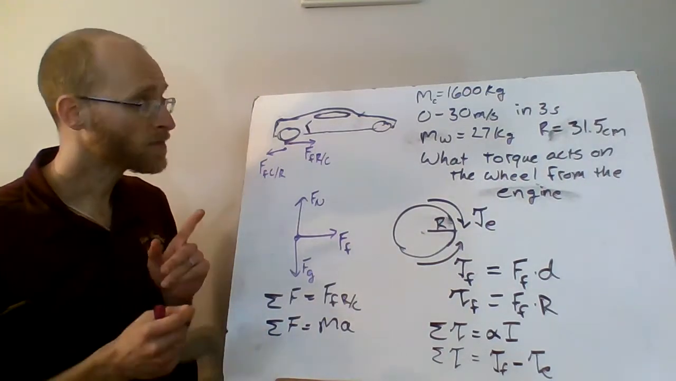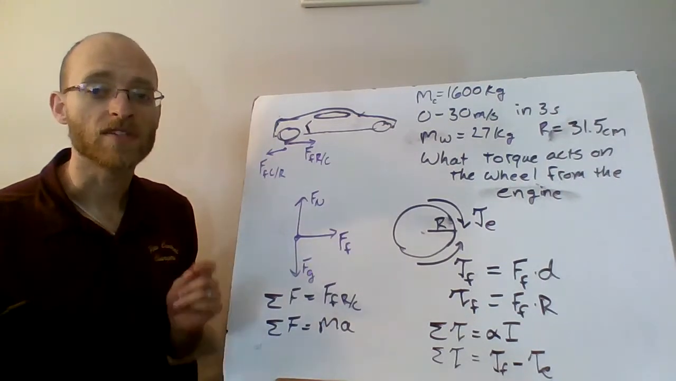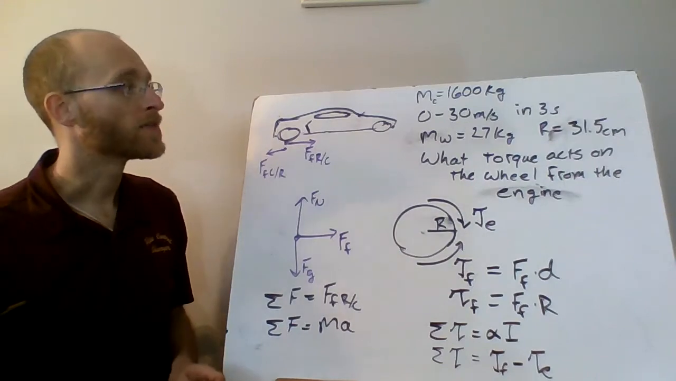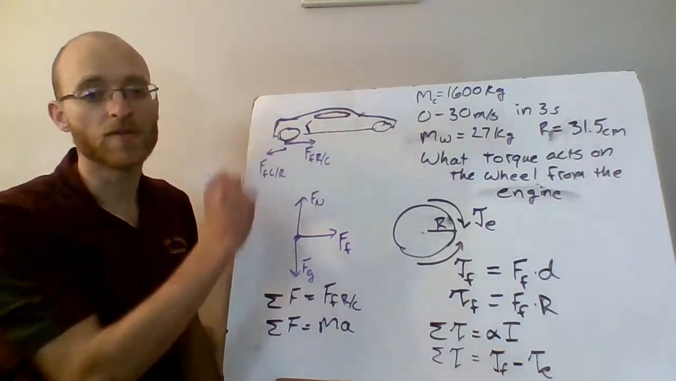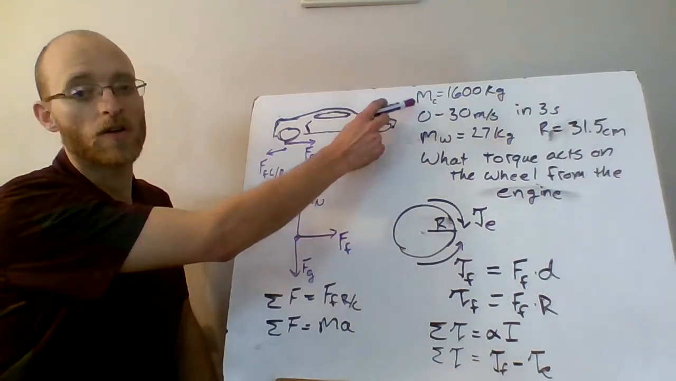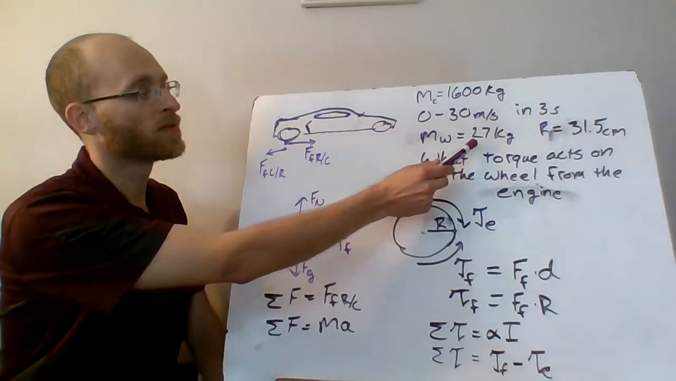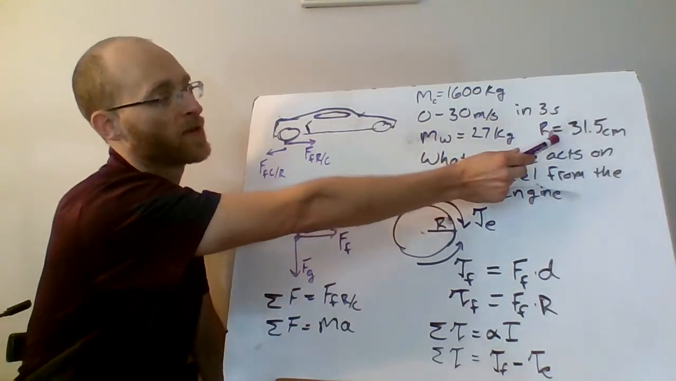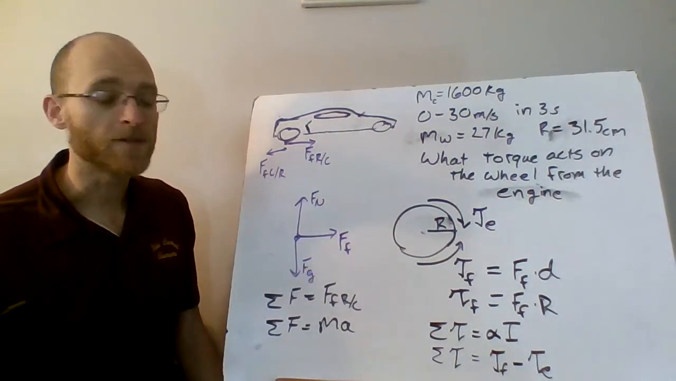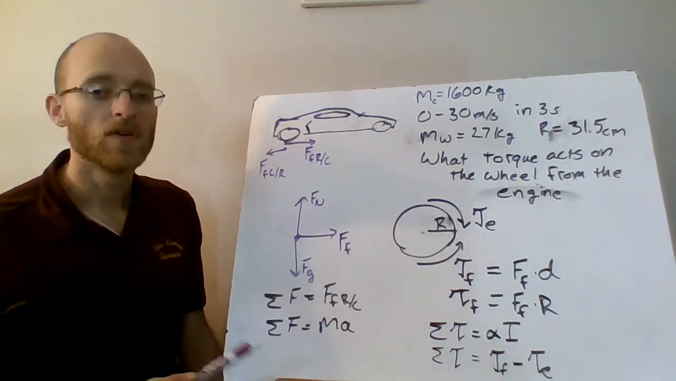So in this situation, what I've got is a car that is accelerating. And so it is going from 0 to 30 meters per second in 3 seconds. The mass of the car is 1,600 kilograms. It has wheels of 27 kilograms and a radius of 31.5 centimeters. I want to know what torque acts on the wheel from the engine.